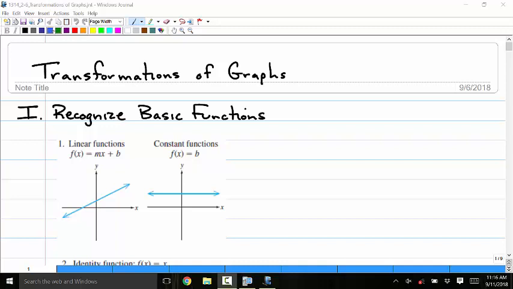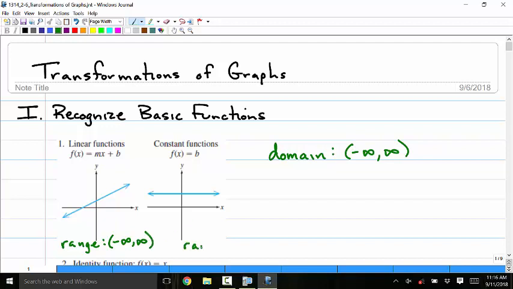Something I want you to think about, though, what is the domain of a linear function? All real numbers. For this one, what is the range? All real numbers. And for this one, what is the range? Whatever that y number is, right? So we're going to call it the number b. Yes? All right.